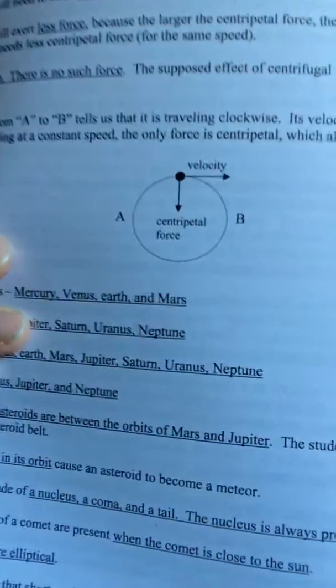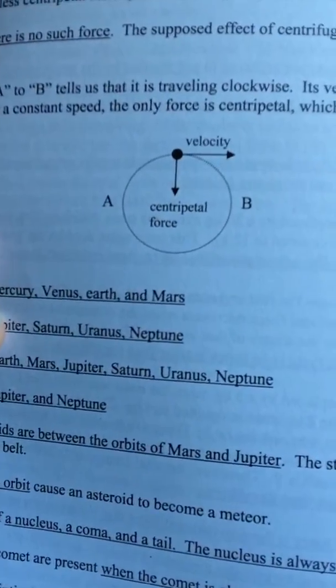Number 12. I'm going to show you the picture. There we go. See that guy right there. Boom. Okay. 13, we've got inner planets: Mercury, Venus, Earth, and Mars. And then we have our outer planets. Also, there are 4 of them: Jupiter, Saturn, Uranus, and Neptune.